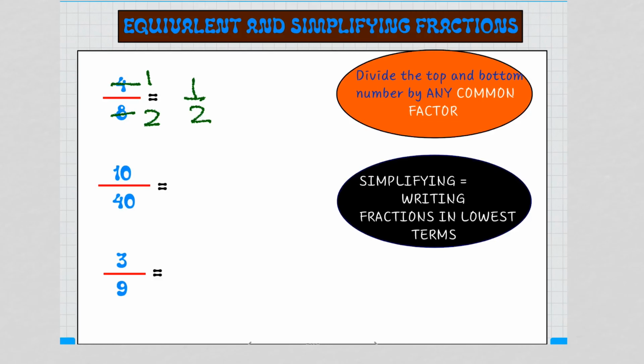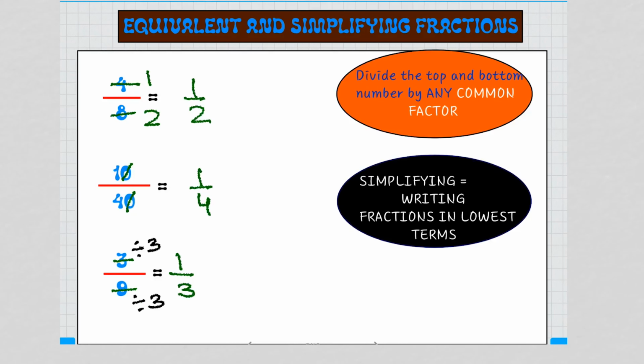10 over 40 in fraction form. You can always cancel the zeros in this kind of fraction. So 1 over 4 would be the simplified form of 10 over 40. In the third example, 3 over 9, we know 3 times 1 is 3 and 3 times 3 is 9.